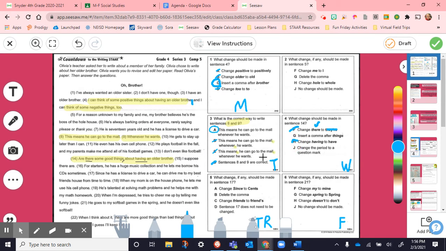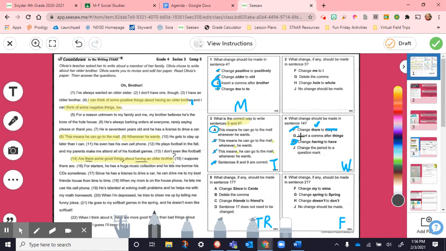All right, so now we've got J. Change the period. So go find your punctuation. Change the period right here to a question mark. And once you put it in, again, go read it. Are there some good things about having an older brother? Question mark. Okay, well that fits because you're asking a question. Are there some good things about having an older brother? Like you're asking. And so that one fits.